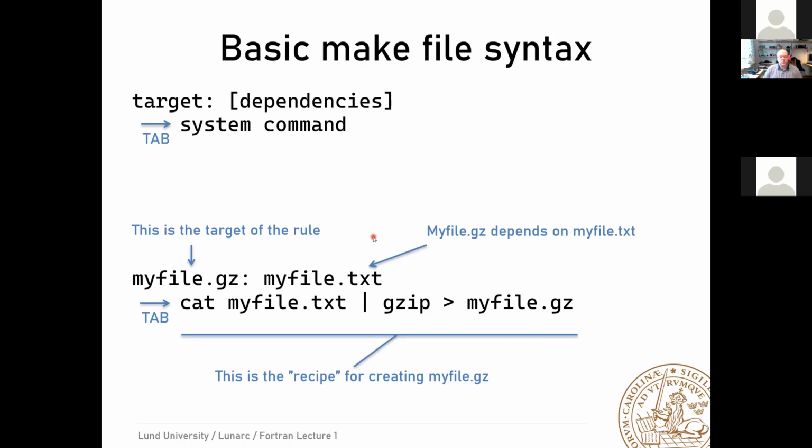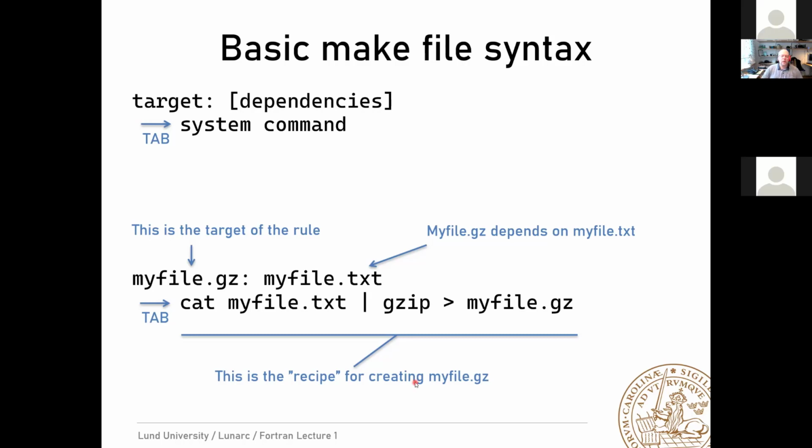So a very simple example here could be, I want to zip a file, for example. My goal or target is myfile.gz. So that is the compressed file. And it depends on a source code file or a text file, in this case, myfile.txt. So here I have a relationship. To build my zipped file, I need the text file, of course. So it has a dependency on the text file.